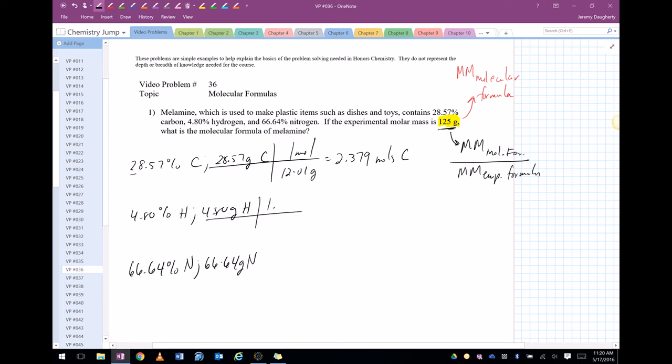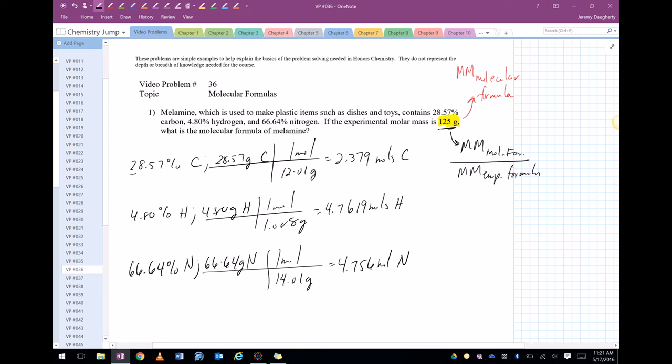For hydrogen, 1 mole for every 1.008 grams. So I get 4.7619. That's moles of hydrogen. And then for nitrogen, 1 mole for every 14.01 grams. So I get a value of 4.756. That's moles of nitrogen.